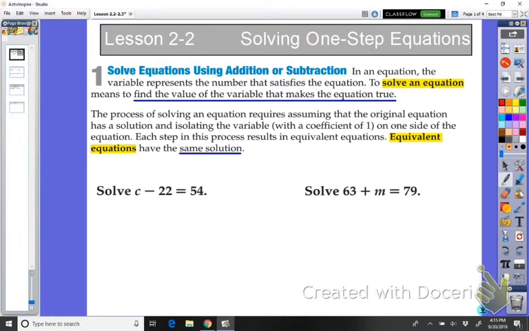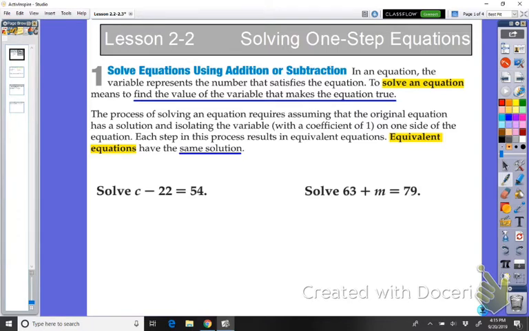The goal of these is to get the variable by itself. Hopefully you remember these from last year for pre-algebra, but we're going to solve a one-step and a two-step here in this video. So the first one, solve c minus 22 equals 54.